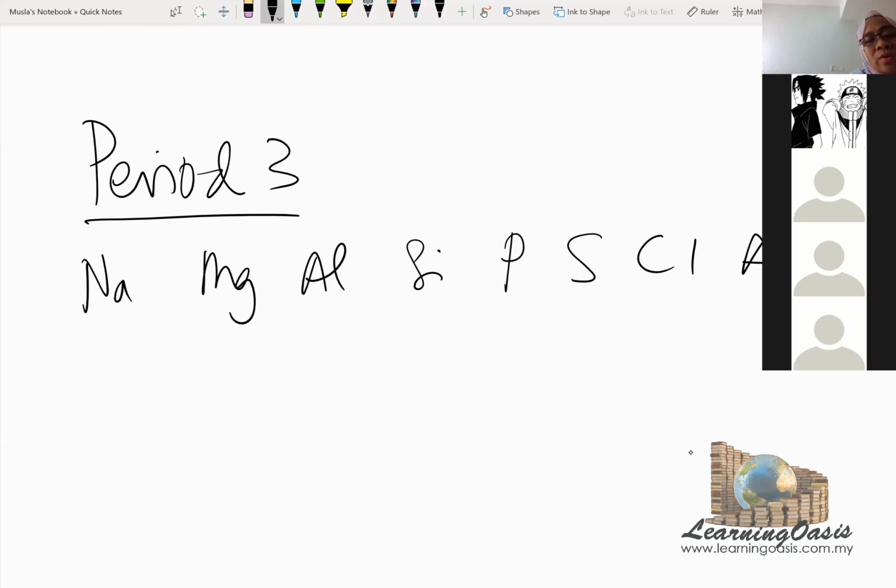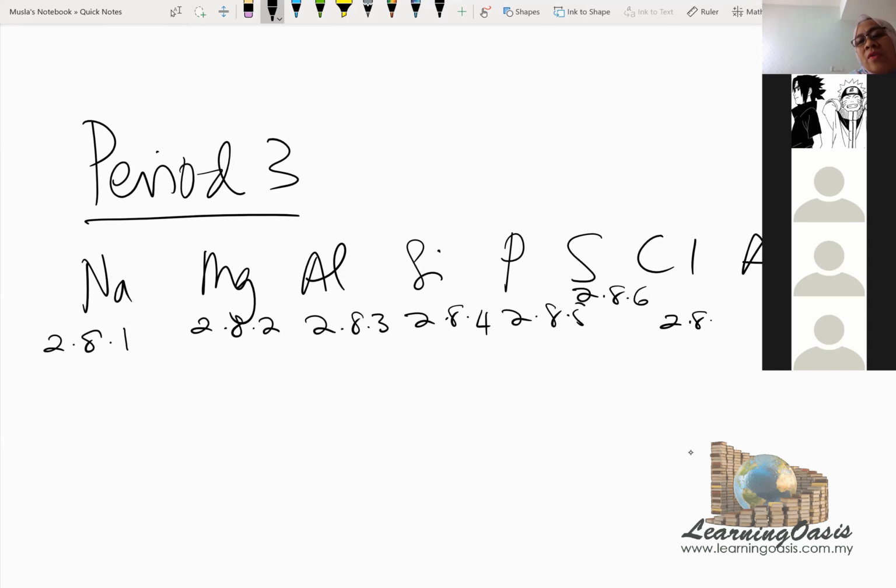So sodium is group 1, and this is period 3. So how many orbitals in period 3? 3 orbitals. So sodium should be 2, 8, 1. Magnesium 2, 8, 2. Aluminium 2, 8, 3. Silicon 2, 8, 4. Phosphorus is 2, 8, 5. Sulfur 2, 8, 6. Chlorine is 2, 8, 7. Argon 2, 8, 8. Right. Okay, now physical properties first.